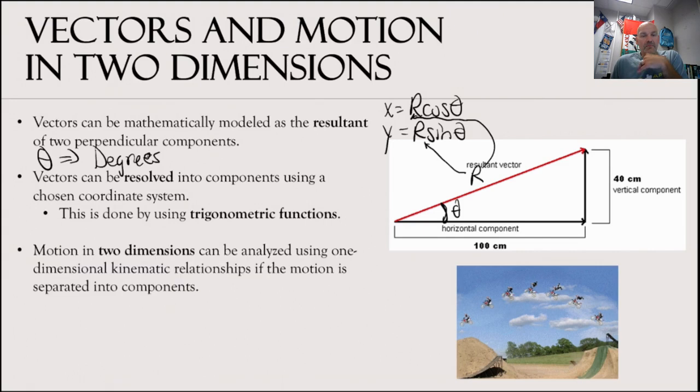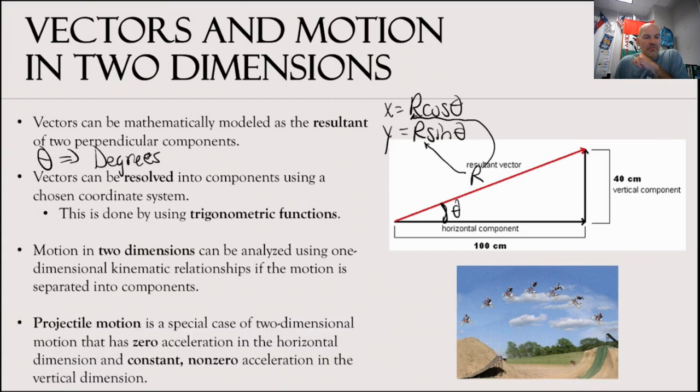All right, so motion in two dimensions. We can analyze it using one-dimensional kinematic relationships separated into components. You have a horizontal component and a vertical component. All those equations we talked about a couple videos ago, representing motion in equations, get turned into an x side and a y side.